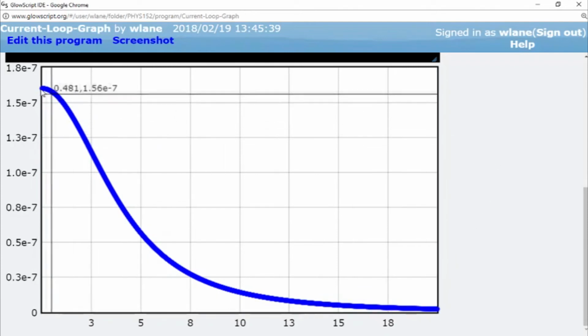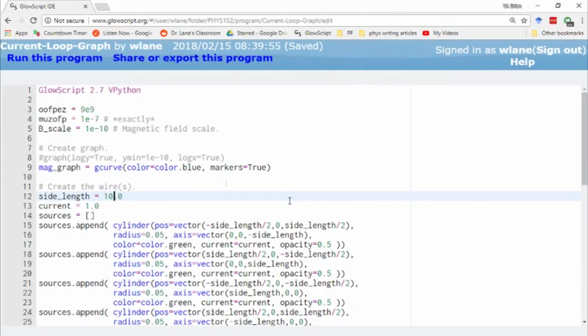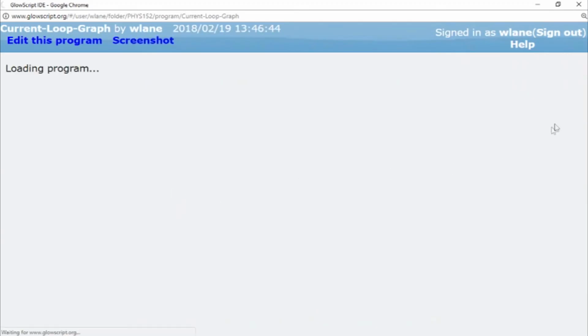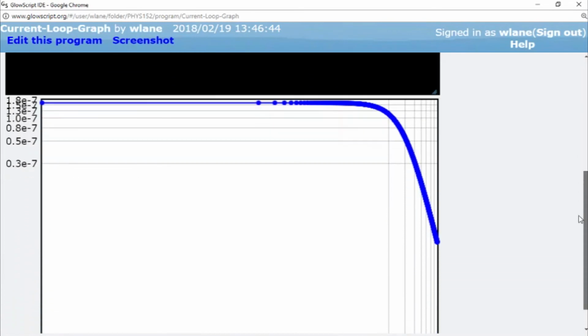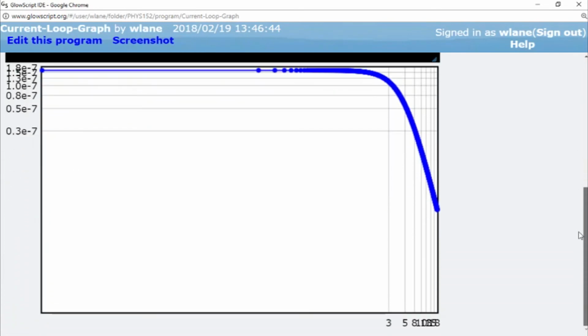Now, of course, I can get more information off of this graph if I make it into a log-log plot. Let's go back over to here, and now I'm going to uncomment this line so that it becomes a log scale on the y-axis, a log scale on the x-axis. Let's leave the side length at 10 for now. Let's just see what it looks like. Cool, so this is the same data, just on a log-log plot.